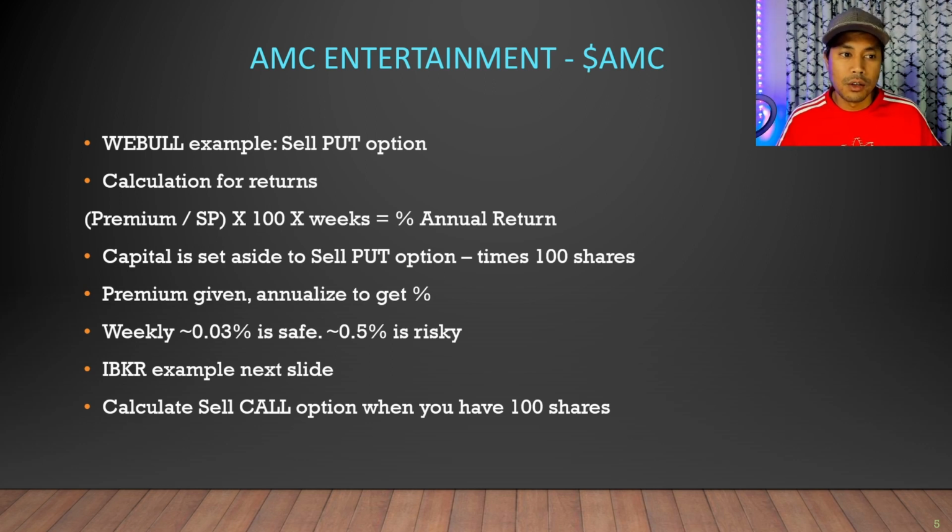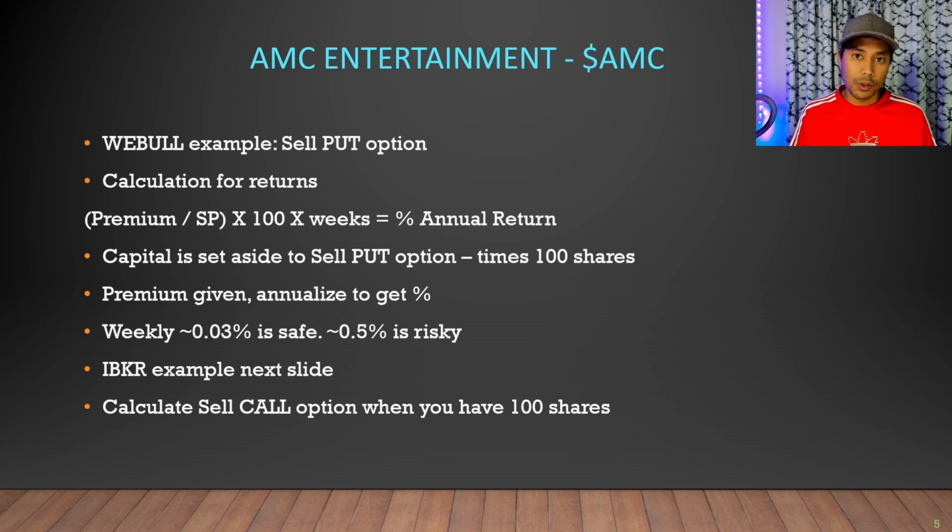What we're going to do is go into Webull, and I'm going to show you an example of how I sell a put option. We're then going to calculate the returns of that put option. The formula for that is the premium you get paid, the little bit of money that we get paid for doing the option, divided by the share price. You multiply that by 100% because it's a fraction, and then you multiply that by how many weeks you're going to do that, because we're saying, okay, we're going to do this over the whole year. What is our annual return going to be?